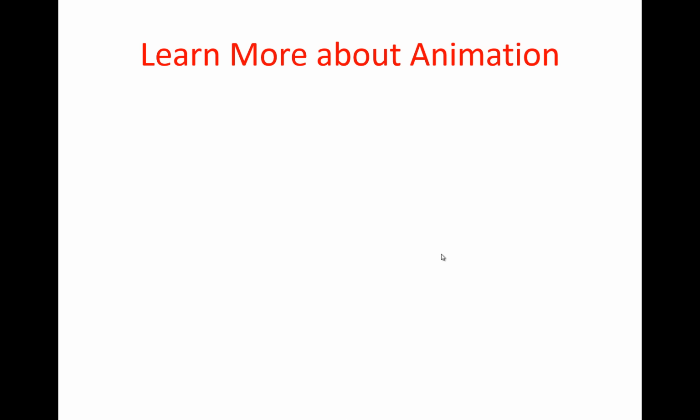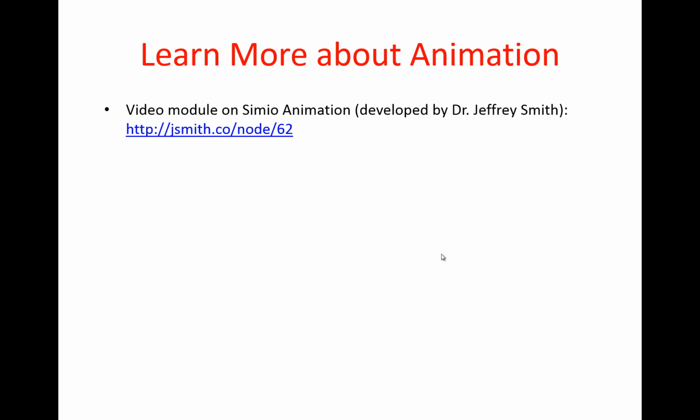Since we do not have time to talk about all of the animation features, I would like to introduce some additional resources that you can use to learn more about animation. Specifically, there is a video module on Simio animation developed by Dr. Jeffrey Smith. You can see the link to the video module here. And specifically in the video module, you will learn how to draw objects on your model. For example, you can draw walls in your simulation models. You will also learn how to create new symbols, both using Simio and SketchUp.